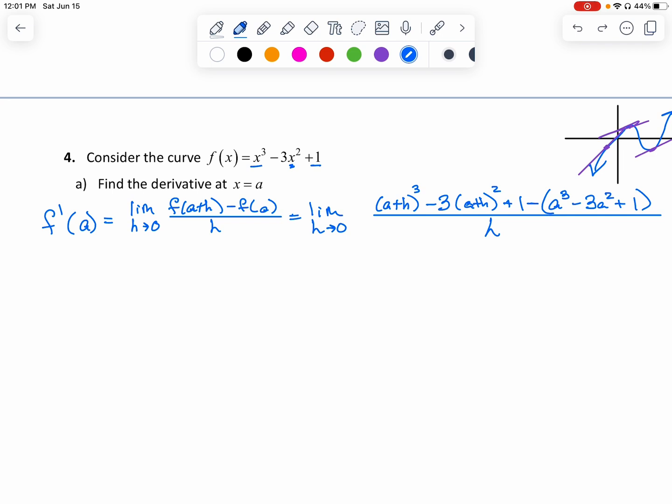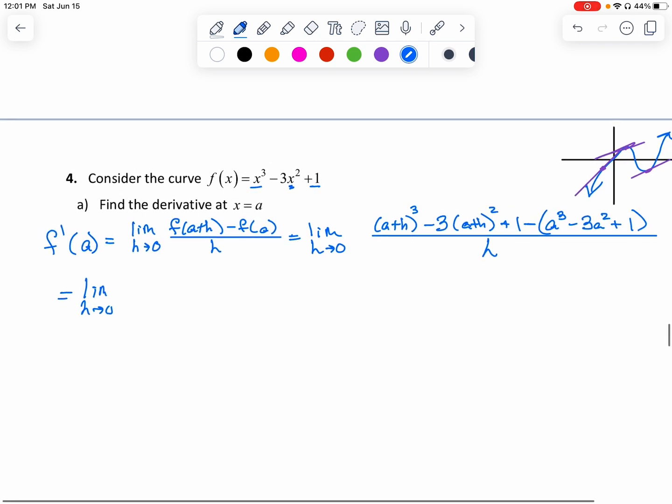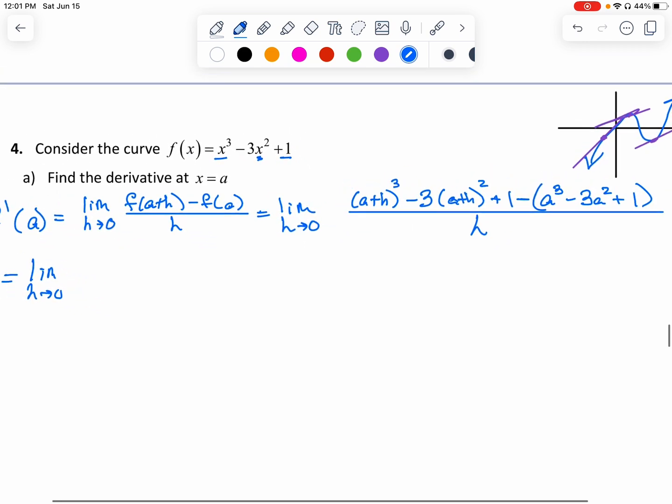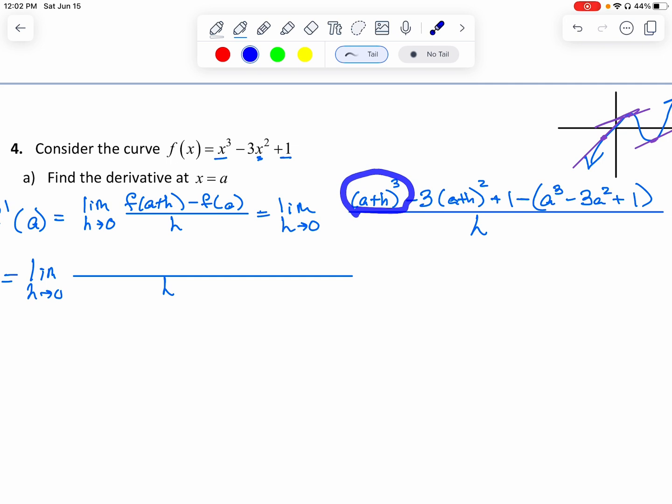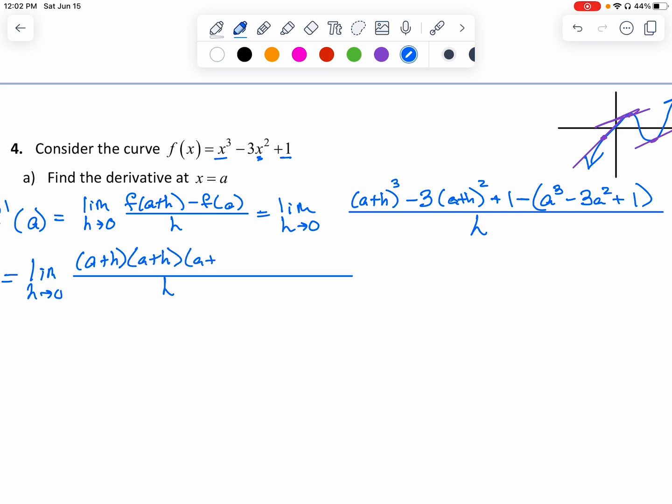All right, so this equals the limit as h goes to 0 of something over h, and now I'm going to try to simplify this numerator. So a plus h cubed is really a plus h three times. Remember, it's the quantity of a plus h cubed. So you have to use that: a plus h, a plus h, a plus h. That's different than a cubed plus h cubed.